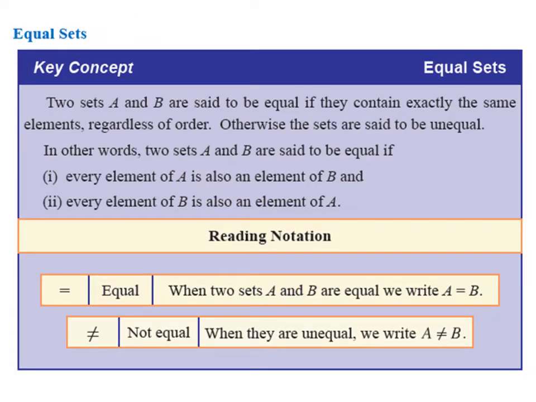Next is equal sets. Two sets A and B are said to be equal if they contain exactly the same elements, regardless of order. Otherwise, the sets are said to be unequal. In other words, two sets A and B are said to be equal if every element of A is also an element of B and every element of B is also an element of A. The notation is the same as the equal sign. When sets A and B are equal, we write A equals B, and when they are not equal, we write A is not equal to B.